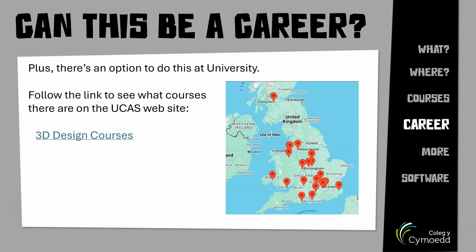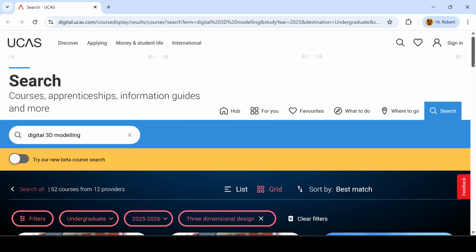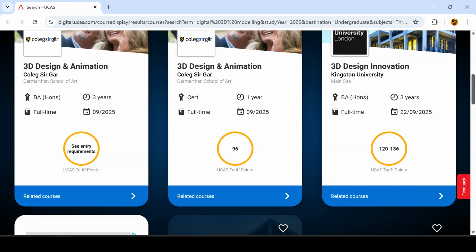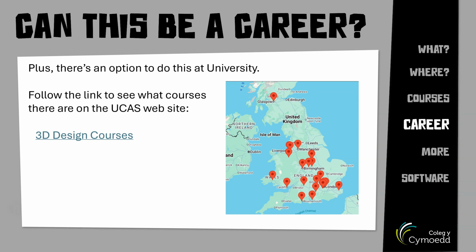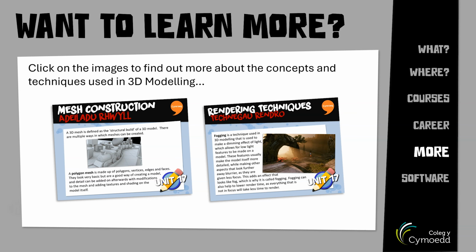If you're interested in going down the academic route, there are several university courses across the UK which focus on 3D designs. So follow the link on screen and it will take you to the UCAS website and it will show you a list of those universities and those courses which are available. So if you want to learn a little bit more about 3D modeling, the theory side of it, there's a couple more links here which will take you to mesh construction and rendering techniques to talk you through the technical side of those things. That's if you want to do so, that is.